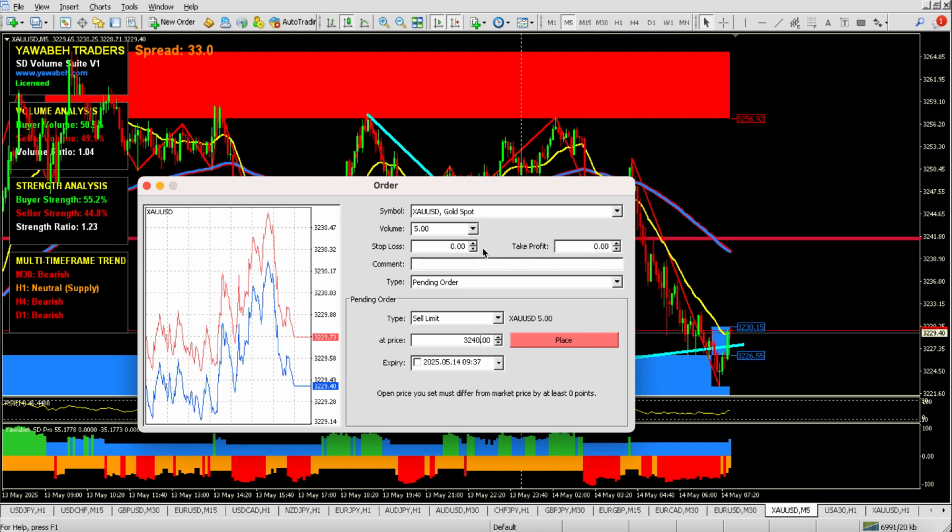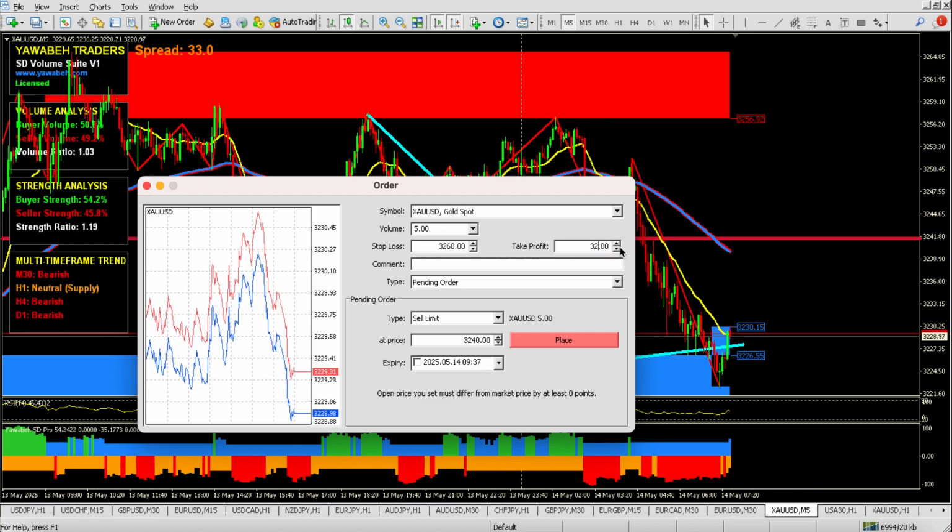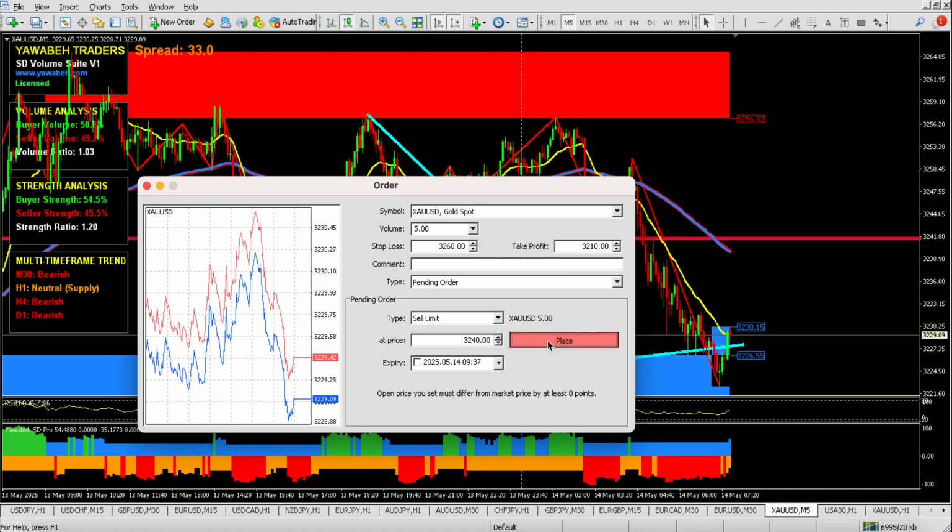So the stop loss is 3260, and the take profit should be 3210. I'm entering this position now.